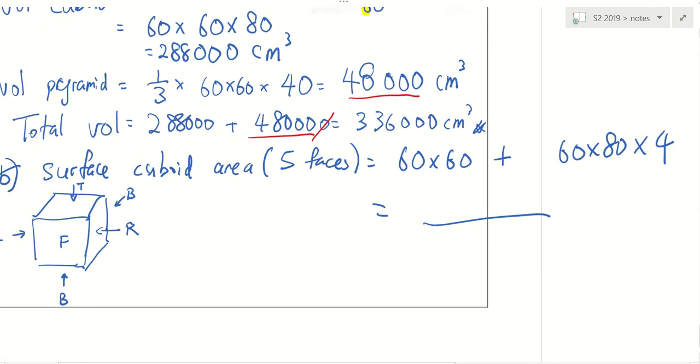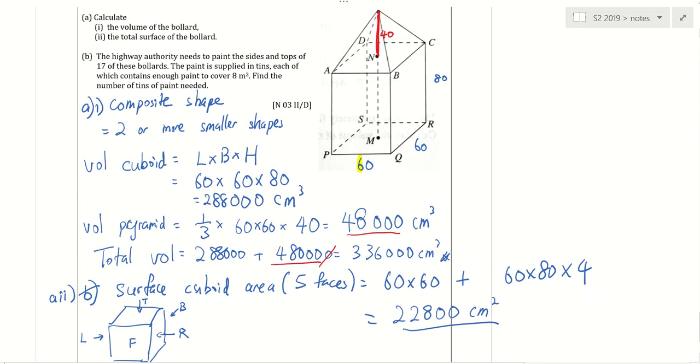Okay. So can you have the answer? Can you press your calculator and tell me the answer? 22,800 cm squared. Now, what about the triangle, between the cuboid and the pyramid?